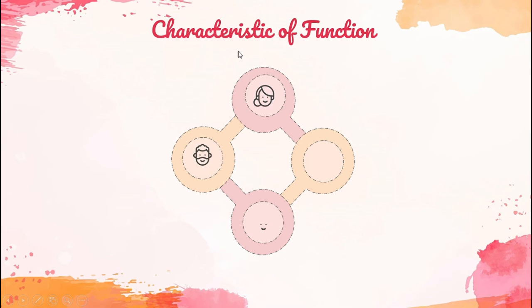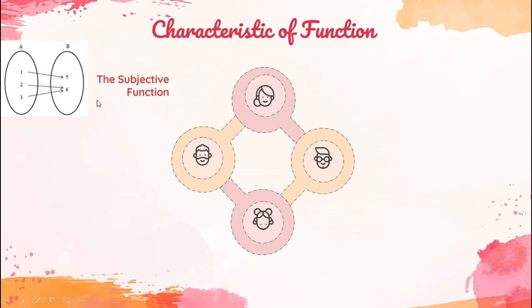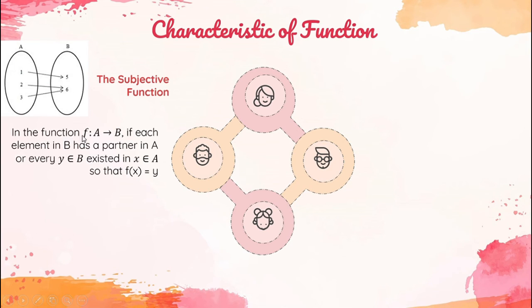Then the characteristics of function. There are 4 characteristics of function. First, the surjective function. In a function f: A to B, if each element in B has a partner in A, or every y element of B exists with an x element of A so that f(x) = y. And this is the example of the surjective function.